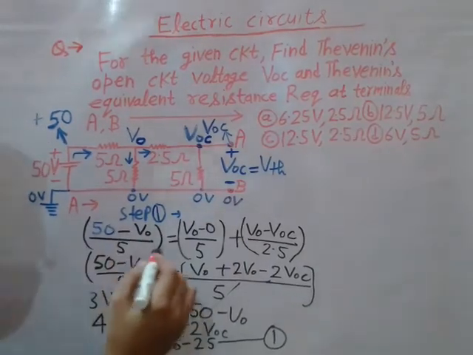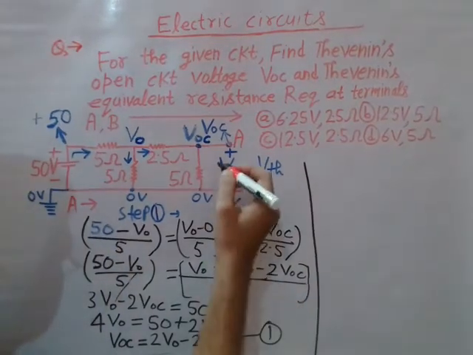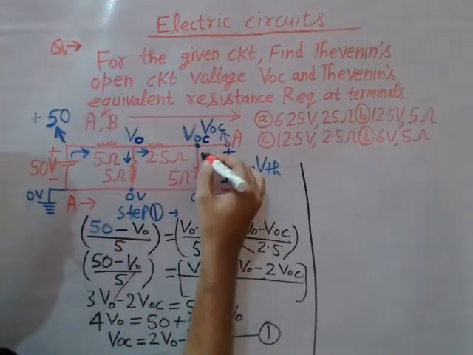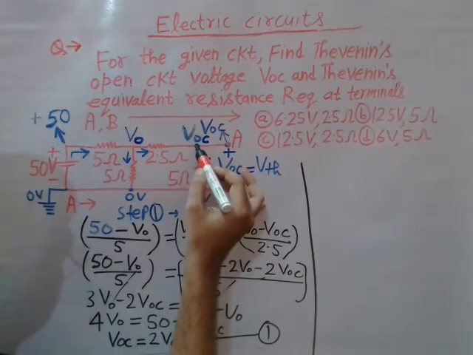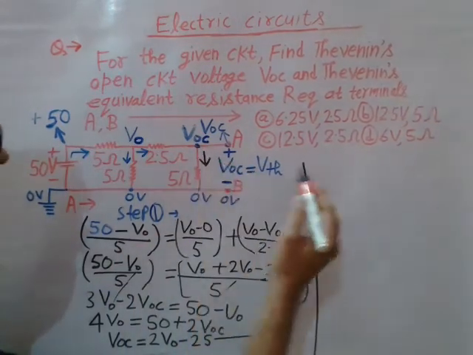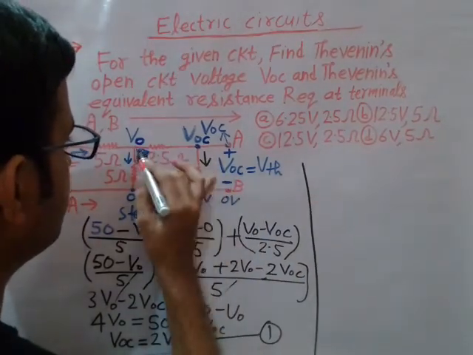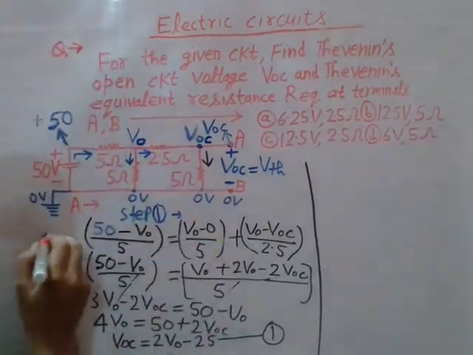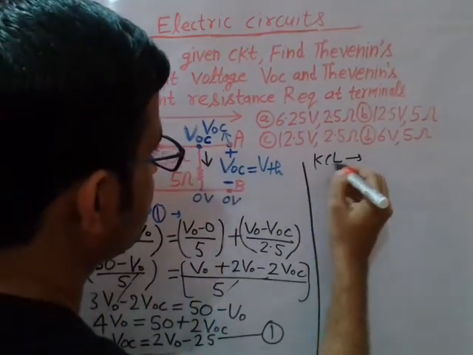So you have understood the way of applying Kirchhoff's current law. It's very easy, extremely easy. At this node when you apply it, suppose the current in this branch is flowing like this. Again you apply Kirchhoff's current law at this node. You will write the value of this current, V naught minus VOC by 2.5. So again apply Kirchhoff's current law, KCL.